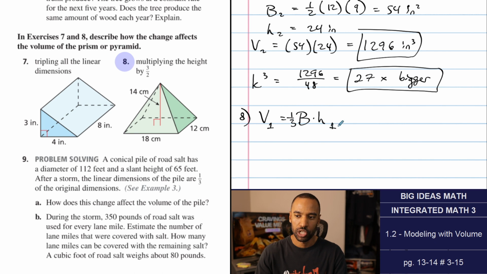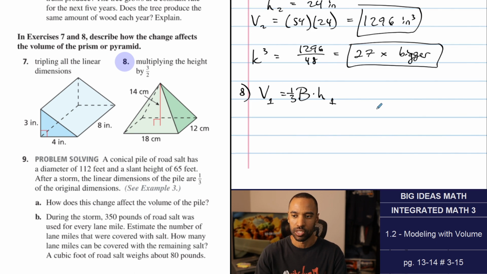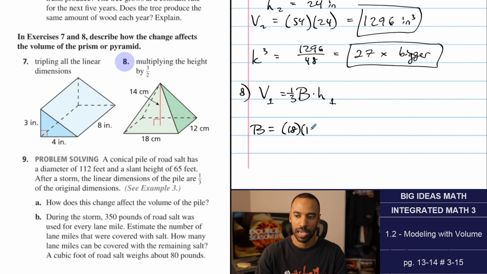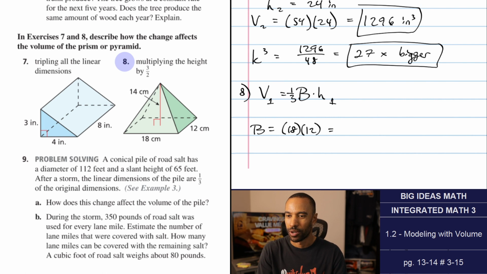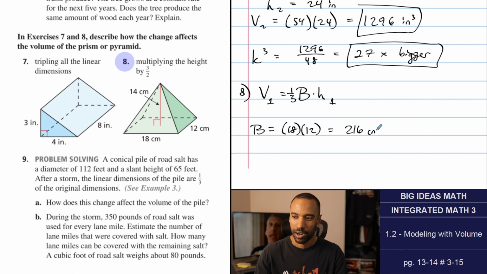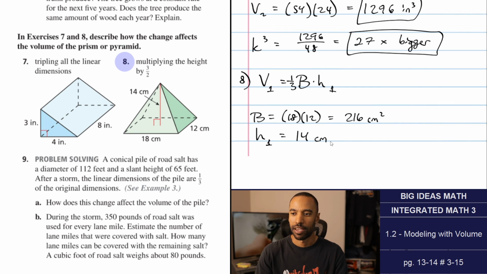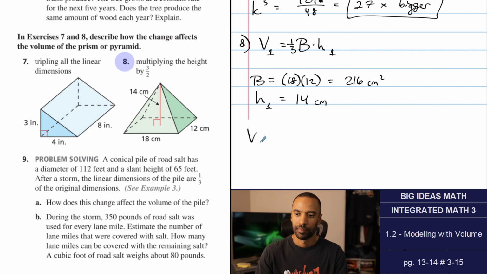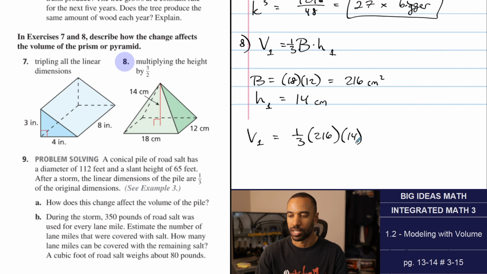Now, we're not going to be changing the area of this base as we do this a second time. The area of the base is length times width, 18 times 12, which we get 216, I think. 216 square centimeters. The height of this object initially is just 14. Now, to find the volume of object 1, pre-height change, we're going to do 1/3 of 216 times 14.